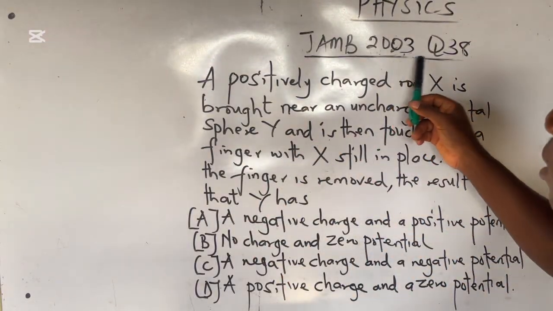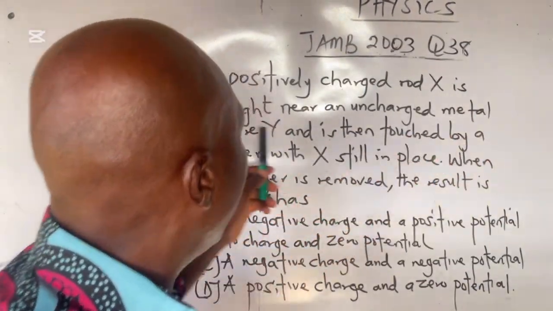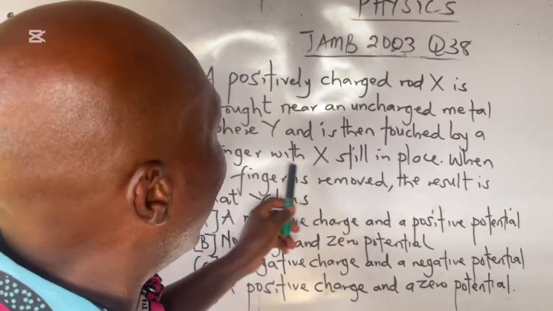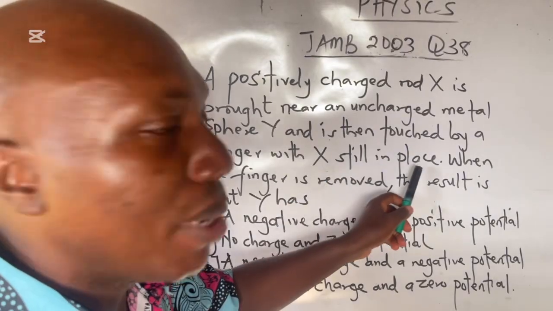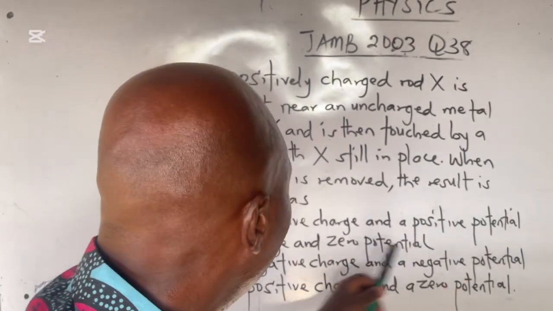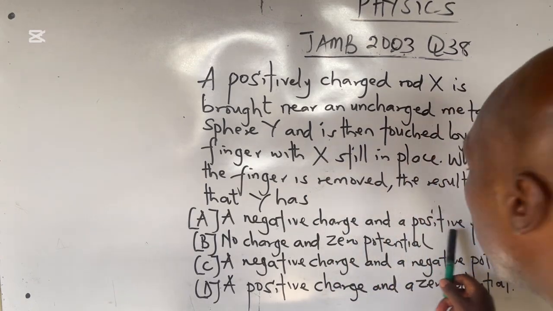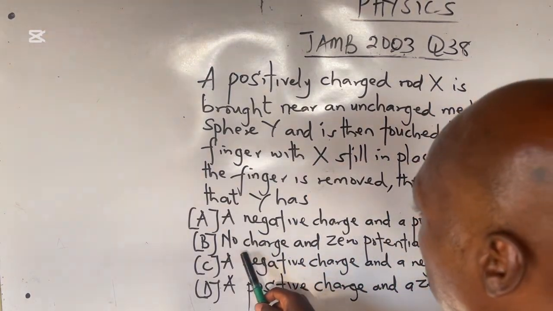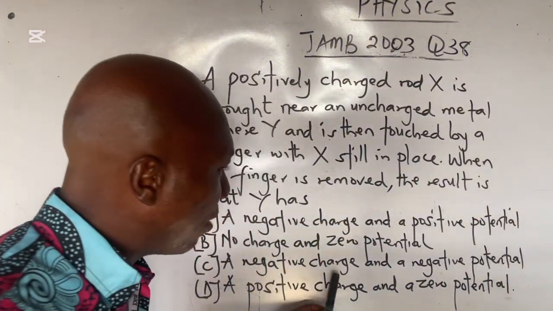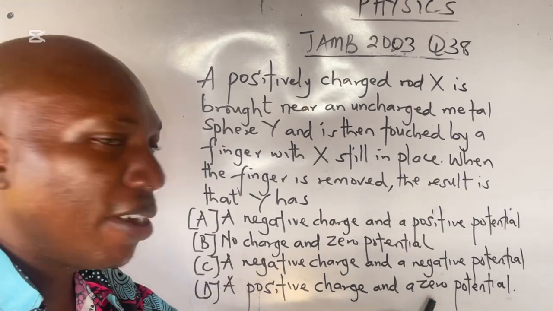Term 2003 question 38. It says, a positively charged rod X is brought near an uncharged metal sphere Y and is then touched by a finger with X still in place. When the finger is removed, the result is that Y has: A, a negative charge and a positive potential. B, no charge and zero potential.